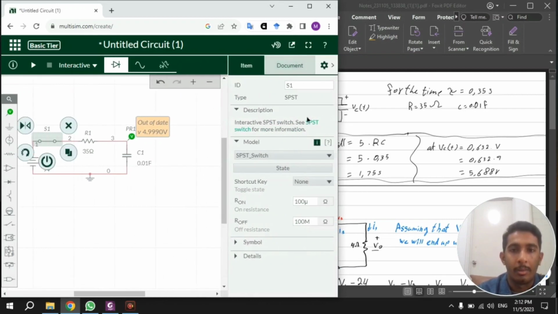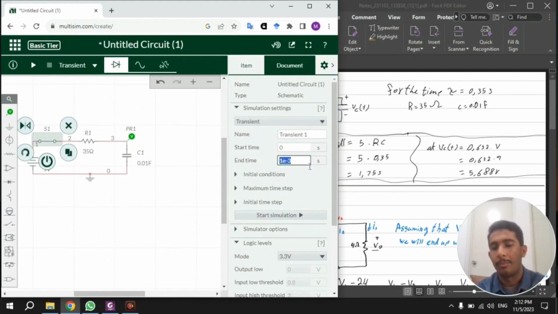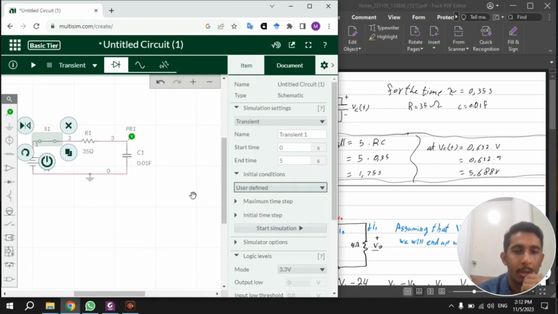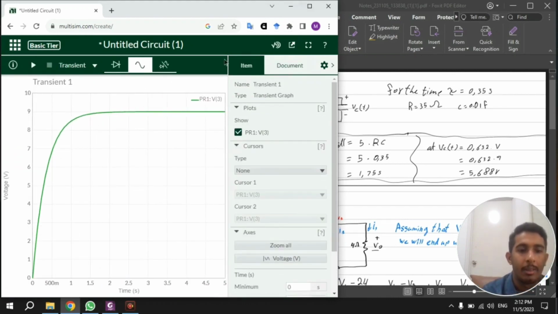We need to make sure that from the document our simulation setting is transient. I'll have 5 seconds, and initial conditions is gonna be user defined. So as we can see from here, the capacitor is charging until 5 seconds. It's gonna be fully charged. It's gonna start at 0 and get charged up until 5 seconds.